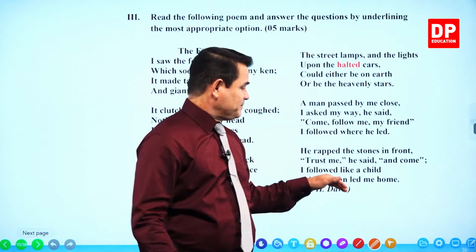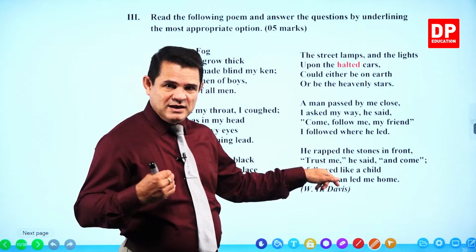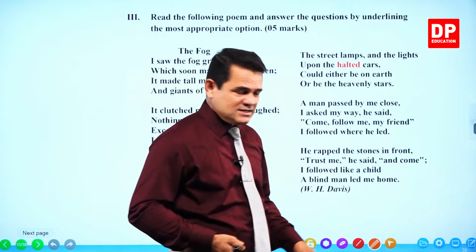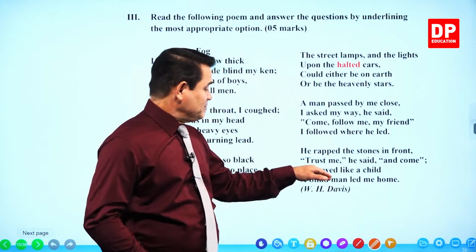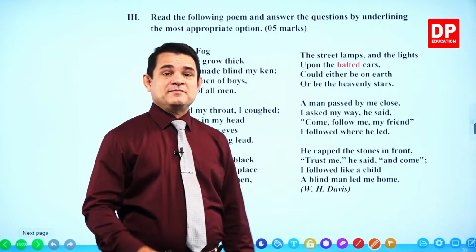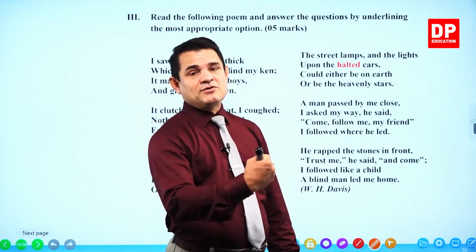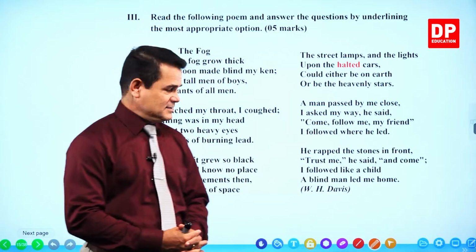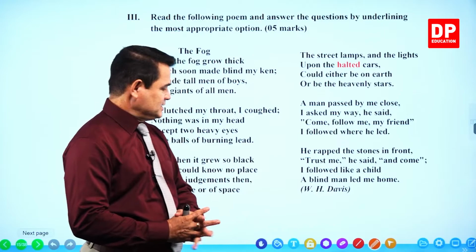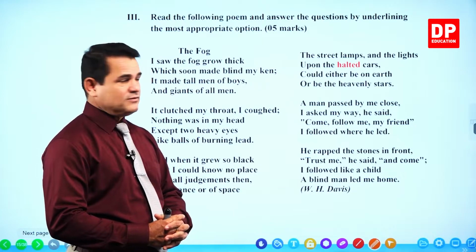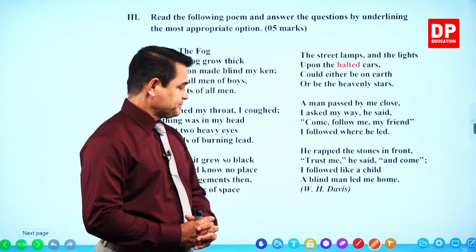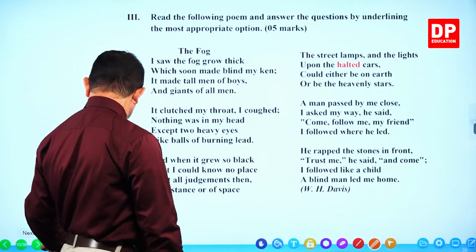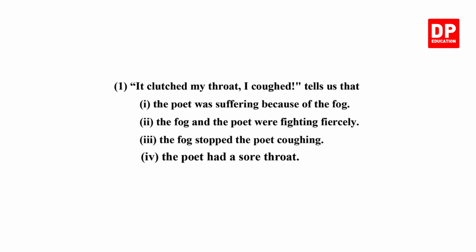And trust me, he said, so believe me. He goes on, telling me to trust him and stay behind him. Now I am following him. Anyway, a blind man led me home. Somehow he led me home. So now this is W.H. Davis, the writer of this poem, the poet. Right. Now with that, let's look at the questions.